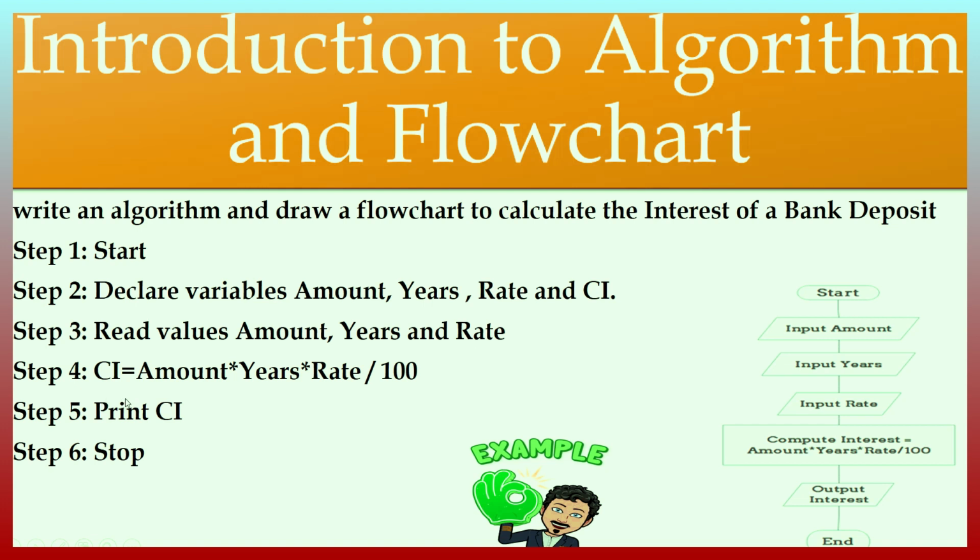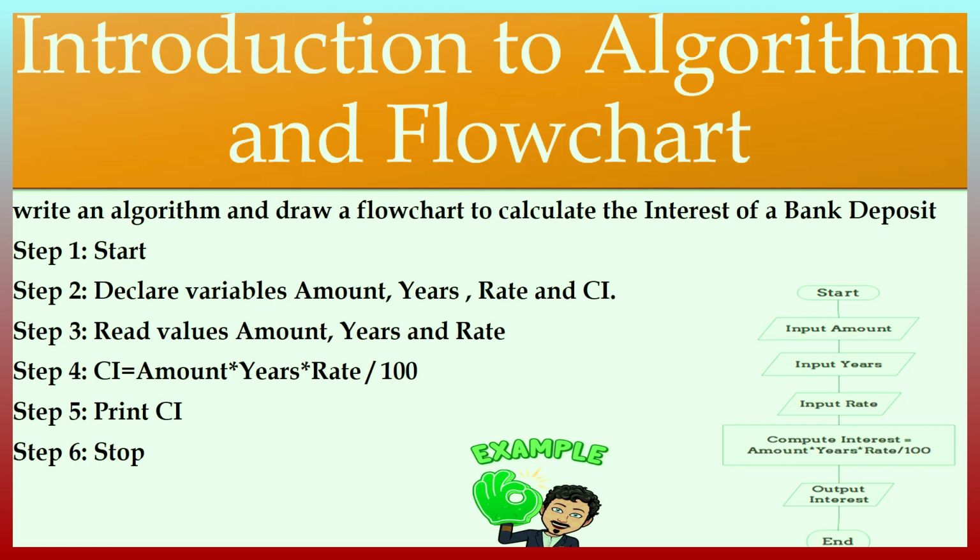Now, step 4, you have the values, you want to do the process. It means you want to calculate compound interest equal to amount into years into rate divided by 100. Then step 5, print the value, that is CI, compound interest. And step 6, stop. It's a very simple algorithm, right?